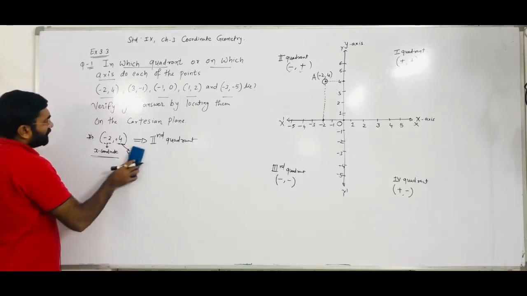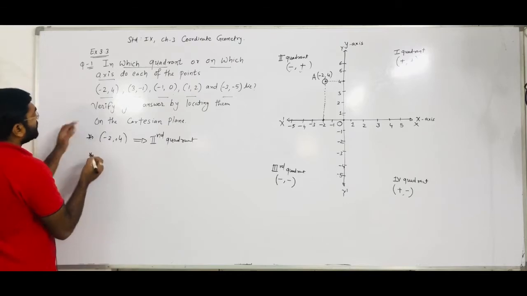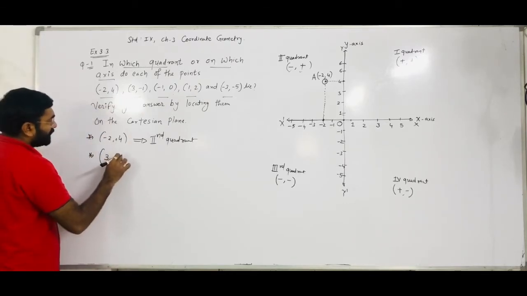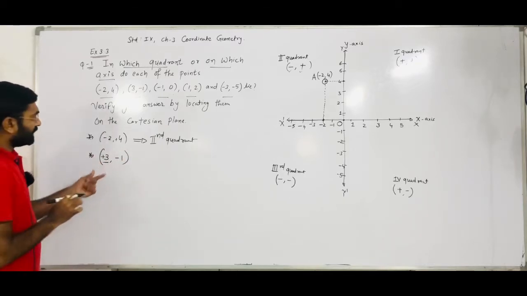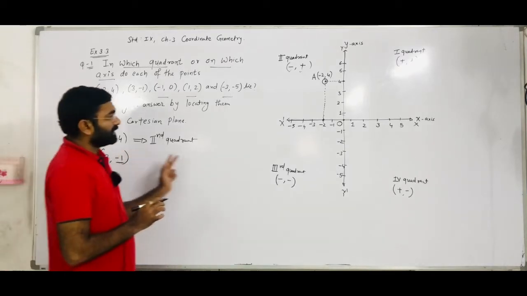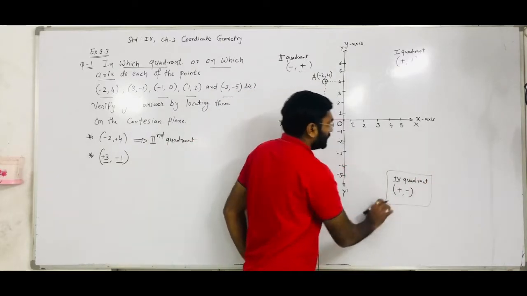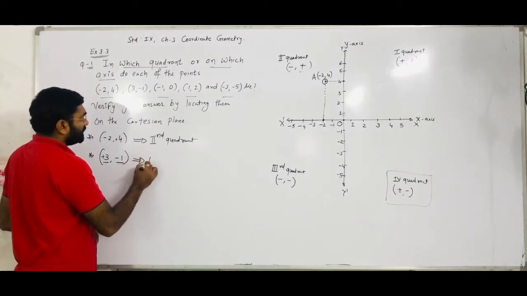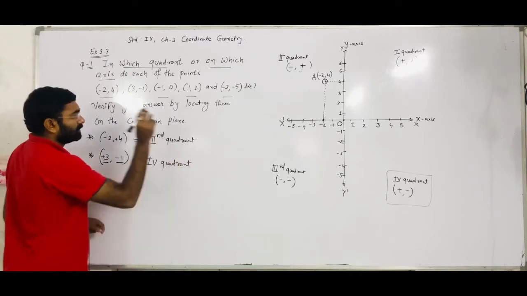Now we take the second point, which is given as 3, minus 1. Here the x coordinate is plus and the y coordinate is minus. So plus, minus comes in which quadrant? Plus, minus comes in the fourth quadrant. So that point lies in the fourth quadrant.